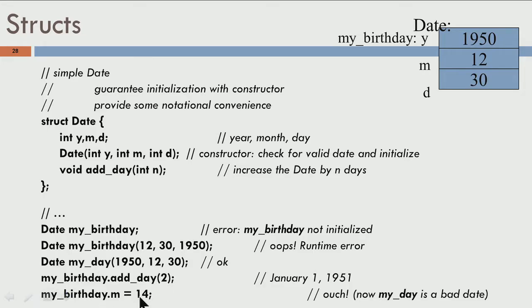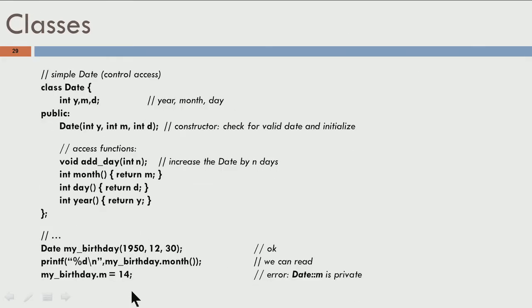However, if I do my birthday dot m is 14, this would be invalid because you are accessing the member m directly, and this is not correct. So, if you do classes, the way to do that is you have y, m and d as private, and you have all the methods as public. So, date is public, add day will actually change the contents of y, m and d, and we have 3 methods called month, day and year, and these 3 methods actually return the current month, the current day and current year. So, these 3 methods give you only read access to the data.